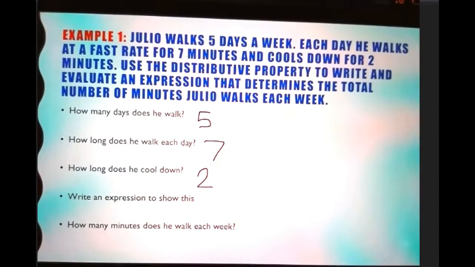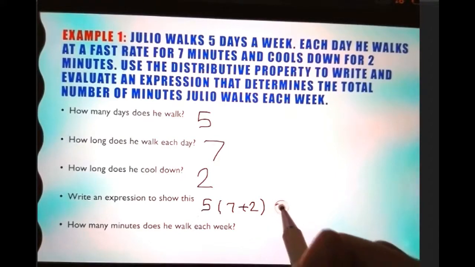So what we're going to do is write an expression to show that. So to show the total number of minutes he walks each day. And there's 2 ways we could write this. We can write the total number of days he walks. And Logan kind of hinted at it. He said he walked for 7 and 2, or 9 in all. So one way to write it would be 5 days plus the total numbers of minutes each day.